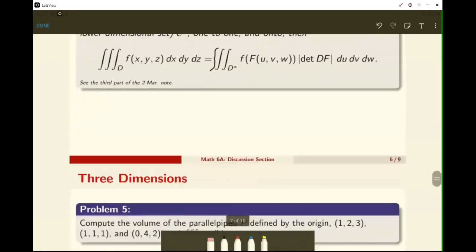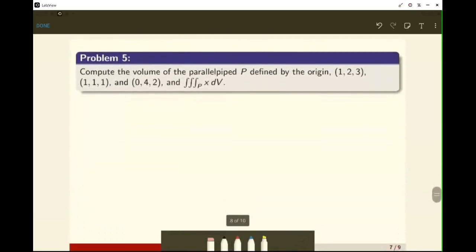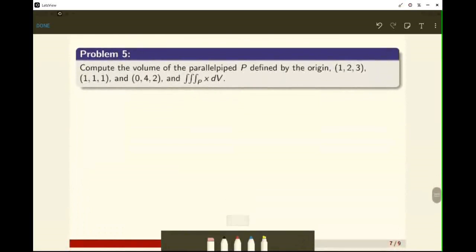All right, so in practice, we've got quite similar tasks. Here, we're interested in computing the volume of some certain region, this parallelepiped, the dimension-up generalization of a parallelogram. Here it's defined in terms of 4 points: the origin, 1, 2, 3, 1, 1, 1, and 0, 4, 2.